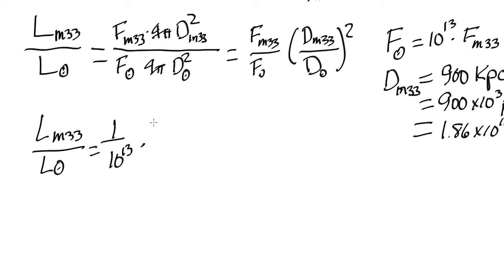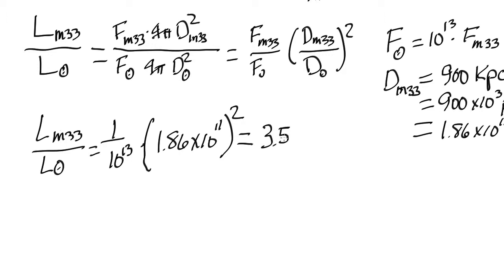And so, since the astronomical unit is the distance to the sun, we know that this is 1.86 times 10 to the 11th squared. And if we multiply all those things together, we end up with a number of 3.5 times 10 to the 9. So M33 is 3.5 times 10 to the 9 times more luminous than the sun.